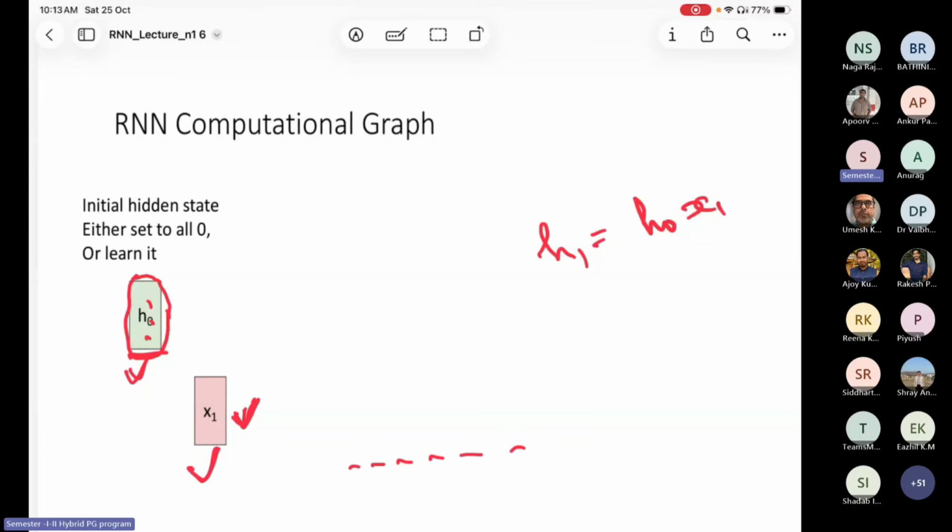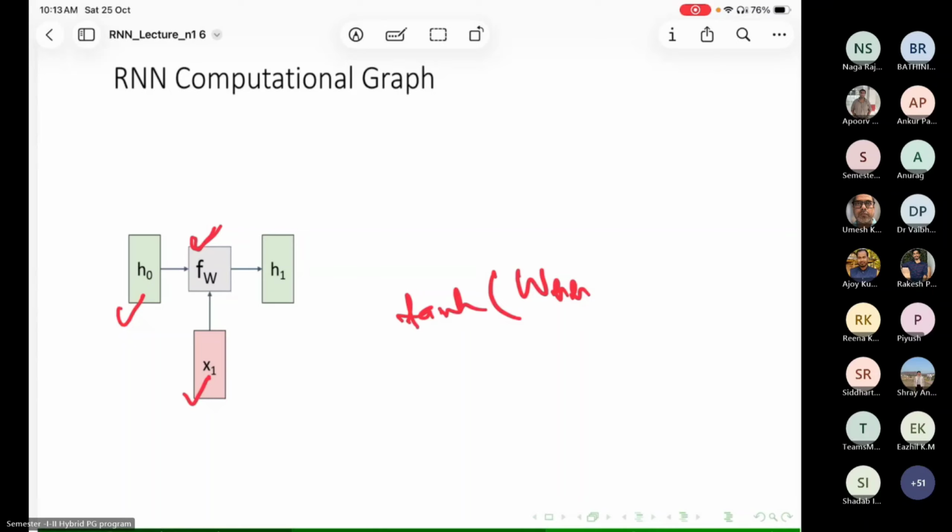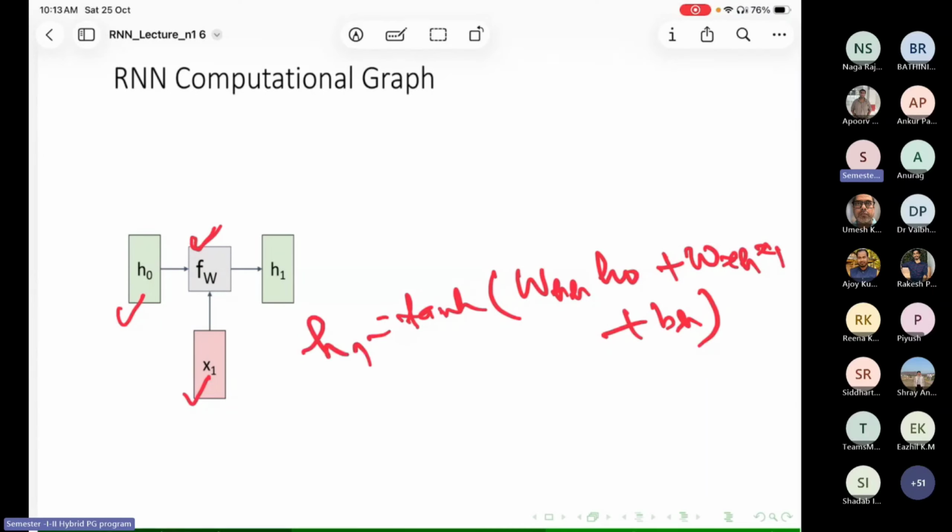Now you have to generate h1. So what you'll do? You'll apply fW. Now you have h0, you have x1, generate h1. So again, apply the formula. fW, that formula, you know that this is tanh of W_hh multiplied with h0 plus W_xh multiplied with x1 plus bias, and this will give you h1. Okay. Now you got the h1.